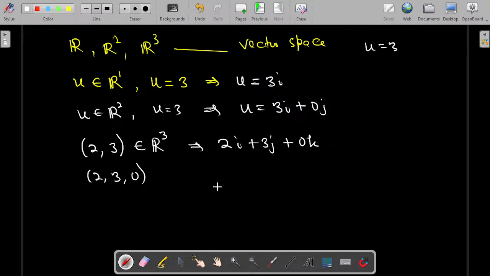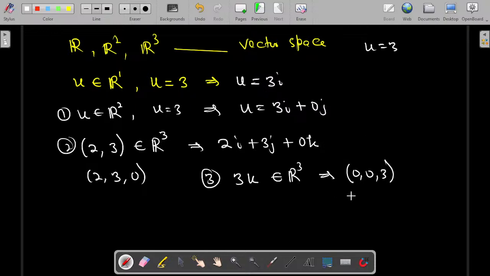If you are now given another vector, call this example 2. Let's say we give you 3k, for instance, and it is inside R3, and we want you to write it in the bracket form. What is it going to be? The meaning of this is that the i and the j components are missing, and so that's going to be 0, 0, 3. So take note of that.